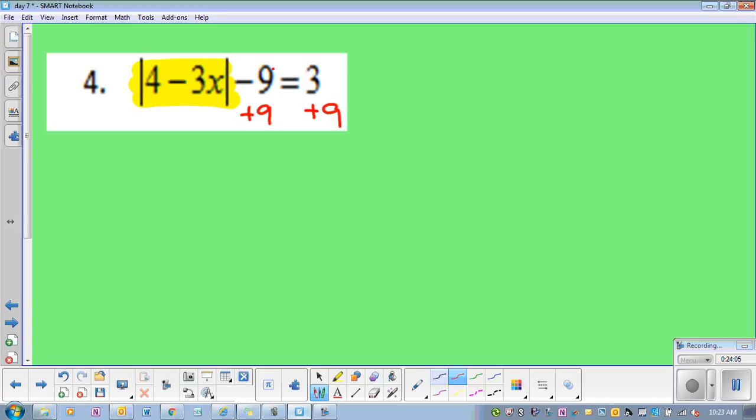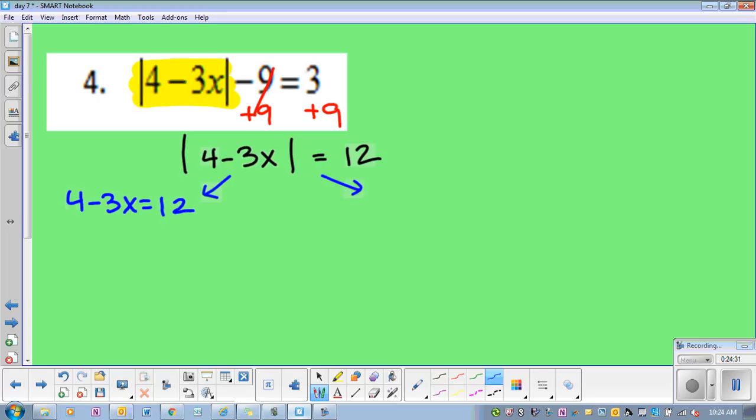So now we have the absolute value of 4 minus 3x equals 12. Positive number, good, right? Now I have the absolute value all by itself. So then I have to drop the bars, write it twice. 4 minus 3x equals 12. And then the second one is 4 minus 3x equals what? Negative 12. Good. And then let's solve this.